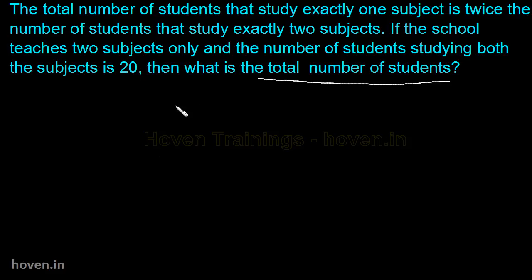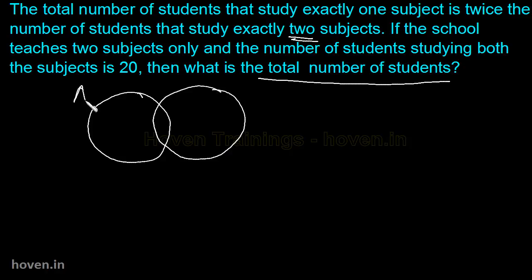Now the best way is to start by drawing a Venn diagram. How many subjects are involved? Exactly two subjects. This means we'll draw a circle for the first subject and draw another circle for the second subject. Draw it A, draw it B. We have to start somewhere, so we have drawn two circles for it.